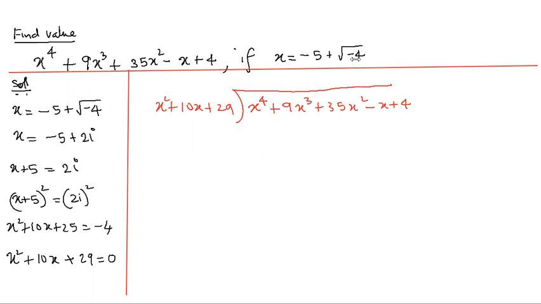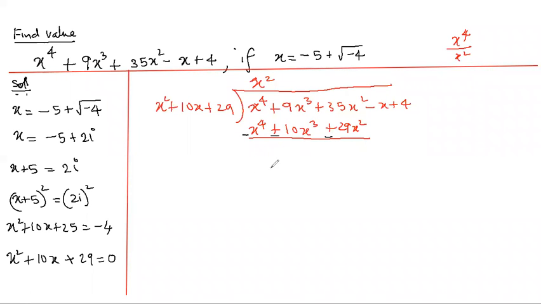So we are going to divide x raised to 4 by x square. How much is that? x square. So x raised to 4 plus 10x cube plus 29x square. Everybody agree with what I wrote? Yes, sir. Change the sign.